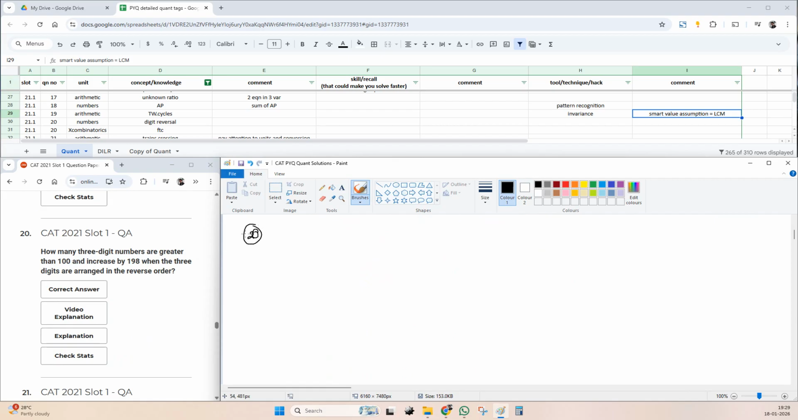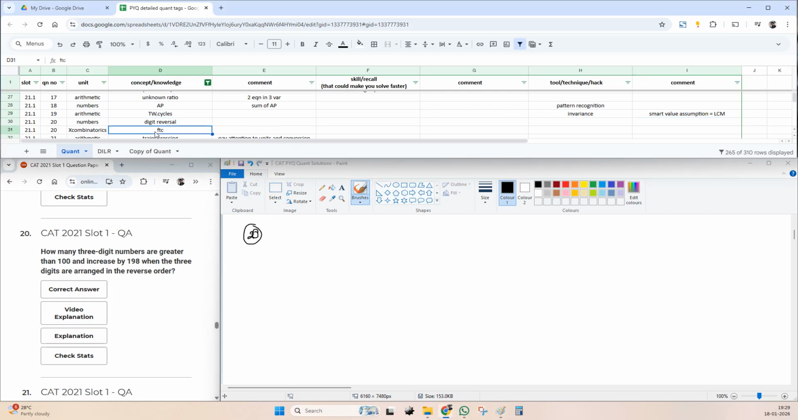Question 20 says: how many 3-digit numbers are greater than 100 and increase by 198 when the 3 digits are arranged in the reverse order. Two concepts are coming in: digit reversal from number systems, and then a very trivial instance of FTC, the fundamental theorem of counting, from combinatorics.